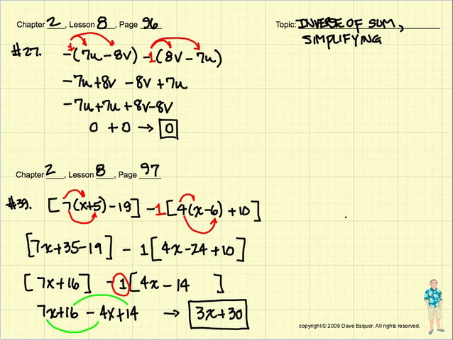Remember, to combine like terms, we have to have the same variable. Same variable, same exponent. Okay, 7x and 4x gives us 3x because we're doing a subtraction. And then we have the 16 and the 14, we add those two together and we end up with 30.